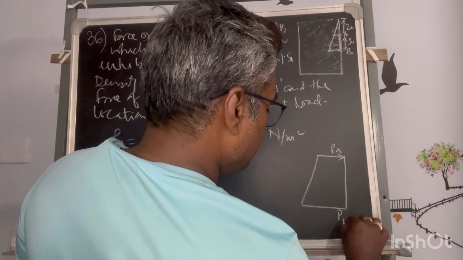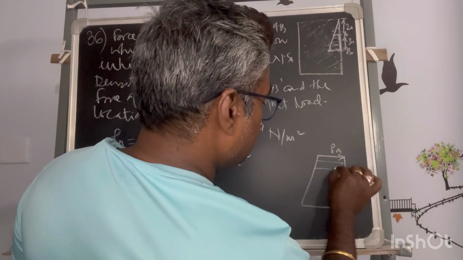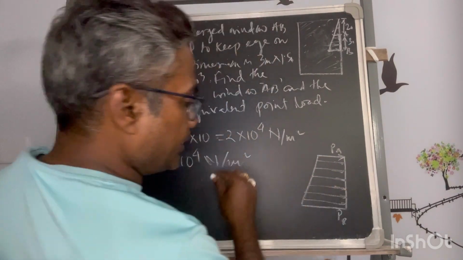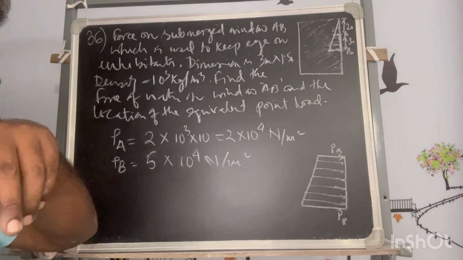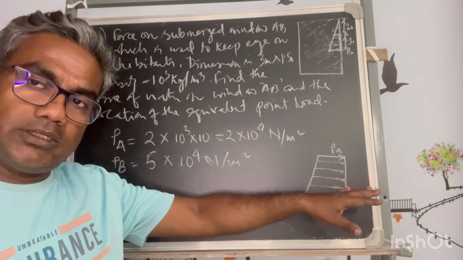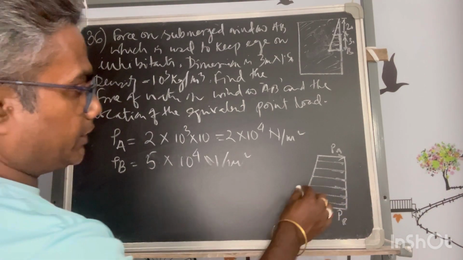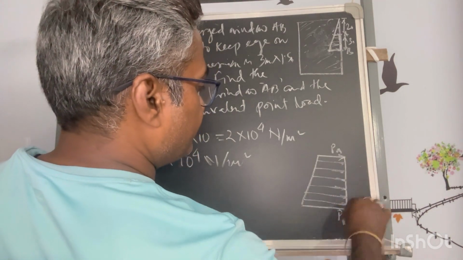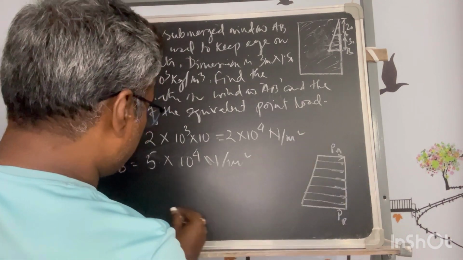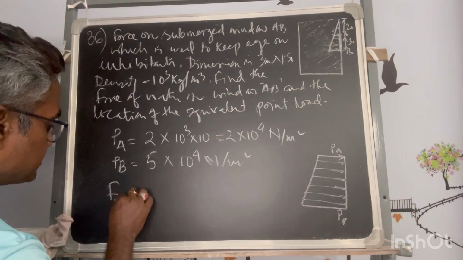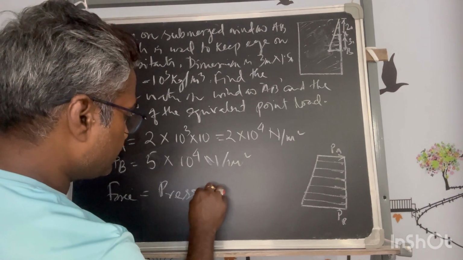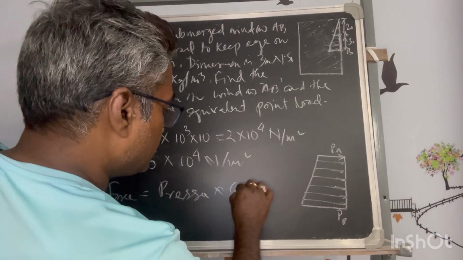this is your PB, and in between this is uniformly varying. This is varying, but uniformly varying. So if something is varying uniformly and related linearly, we can take the effect of the pressure. What is the formula of force? Force is nothing but pressure into cross section.